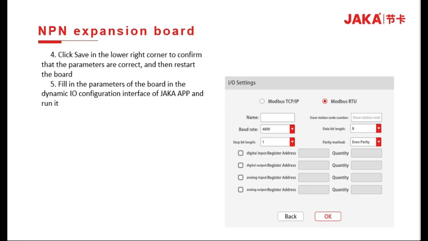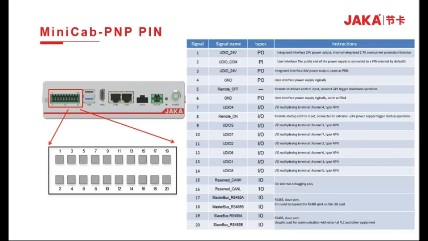Confirm that the parameters are correct. Click the lower right corner to save and then restart the board. Last step, fill in the parameters of the board in the dynamic I/O configuration interface of the Jaka app and run it.